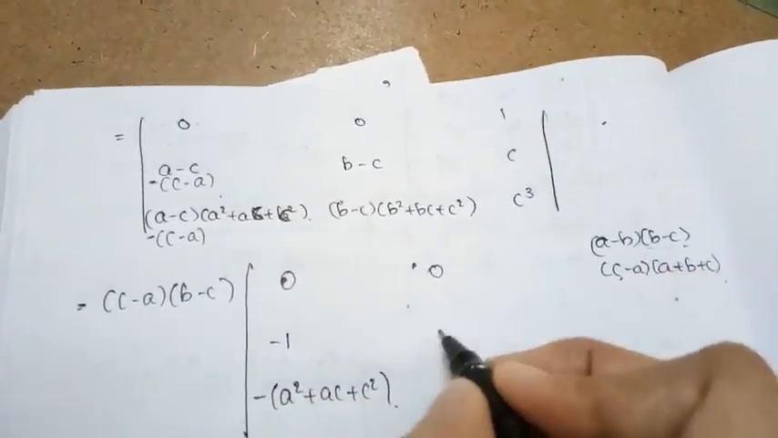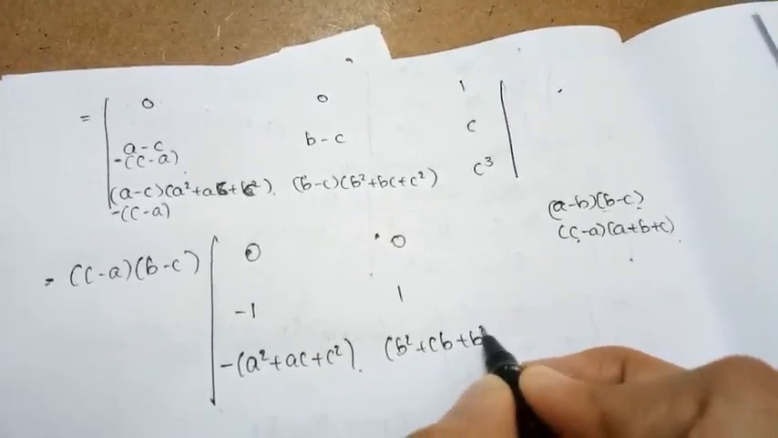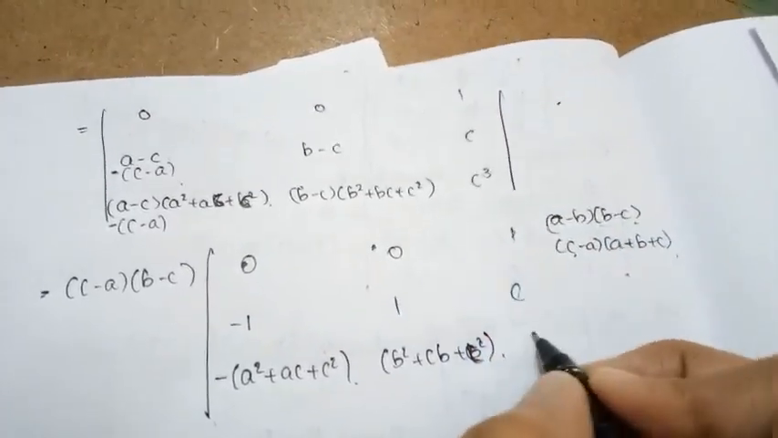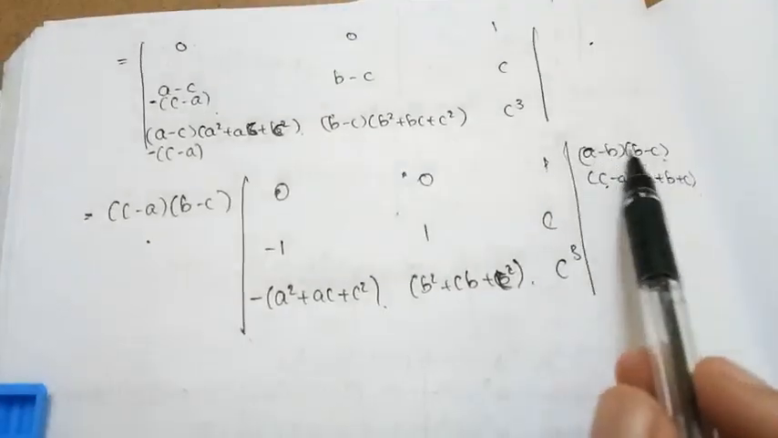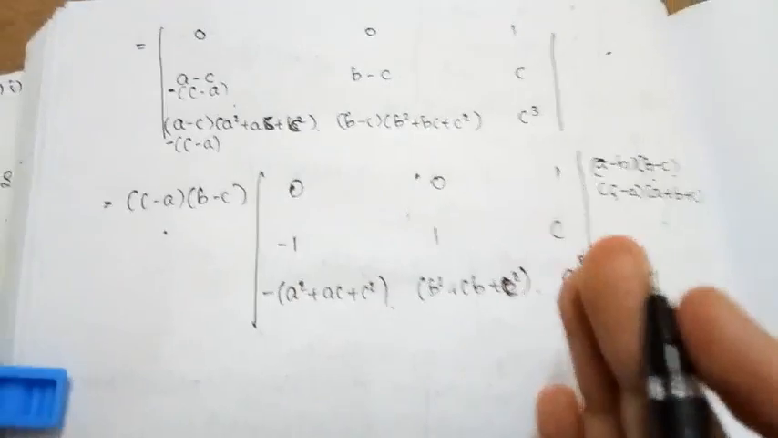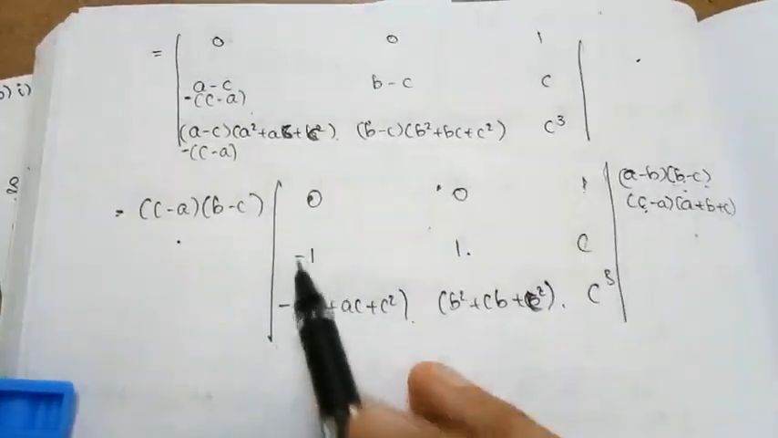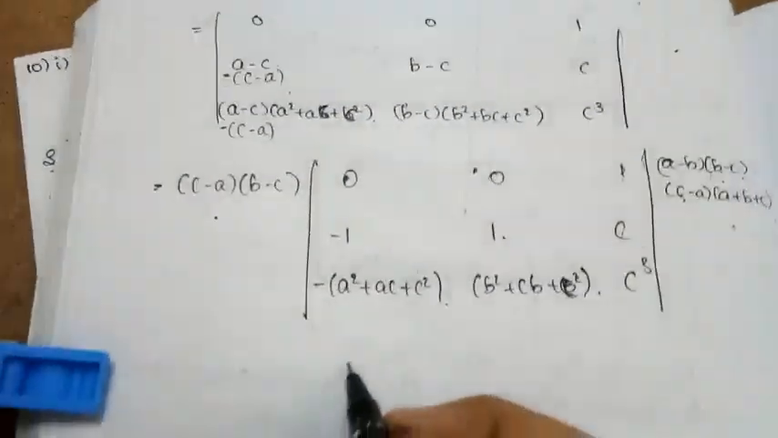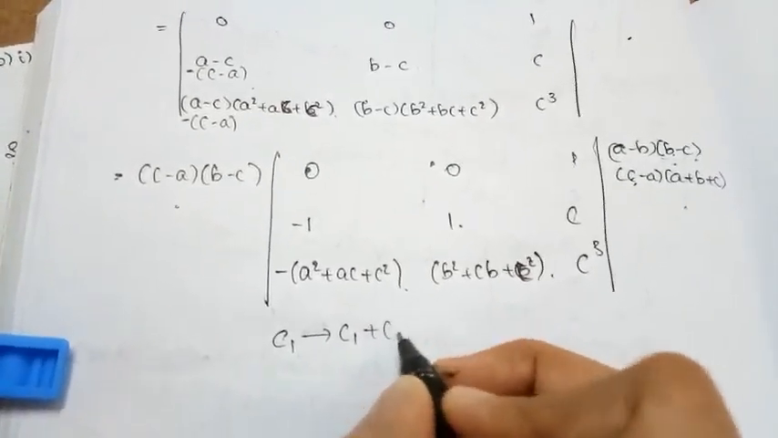What is remaining? 0, 1, here B square plus CB plus C square. And the third column 1, C, C cube as it is. Now we got the two elements. Now before expanding, as usual, we have two zeros. Along with that, if I make either this one or this one equal to 0, it is convenient with the multiplication. So what I am going to apply is C1 implies C1 plus C2.